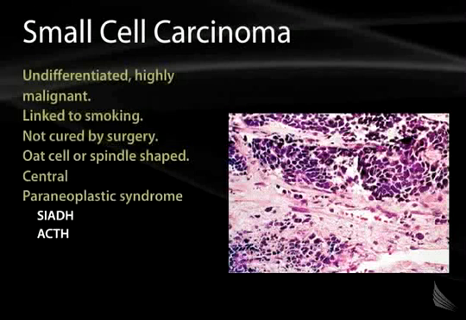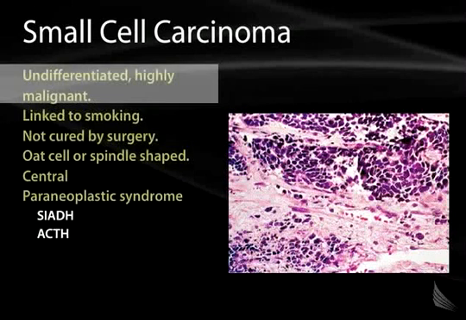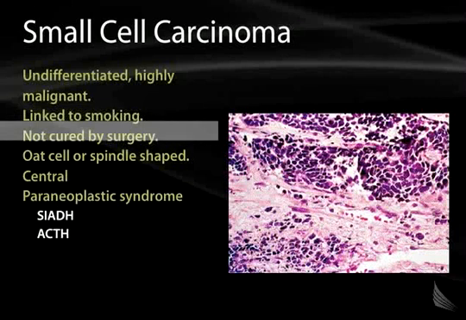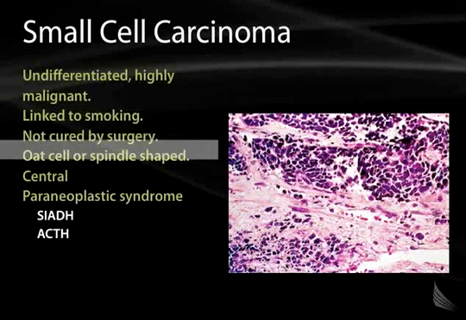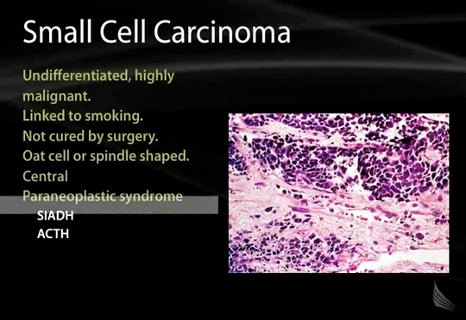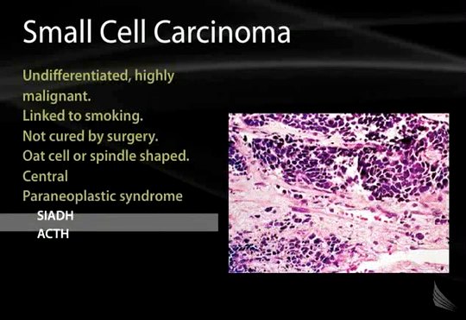Small cell carcinoma is undifferentiated and highly malignant. It has the highest mortality rate out of all the lung cancers. It is linked to smoking and cannot be cured by surgery. Normally, there are oat cells or spindle-shaped cells, and small cell carcinoma is also normally found centrally. With small cell carcinoma, you can have a paraneoplastic syndrome, including SIADH, as well as increased ACTH production.